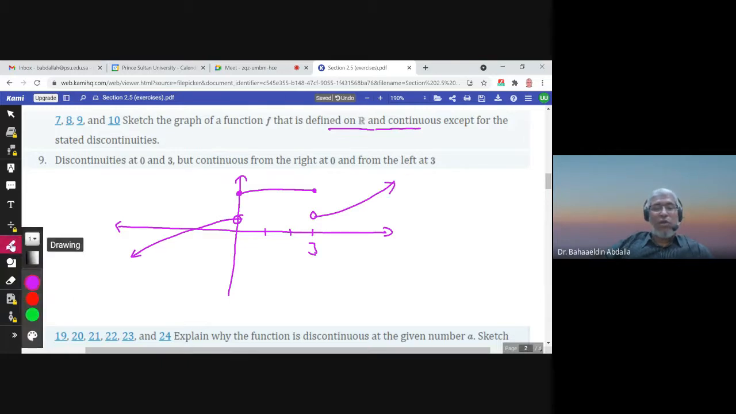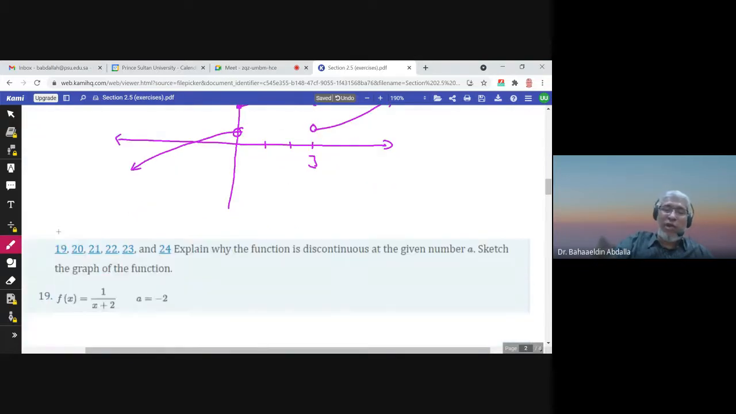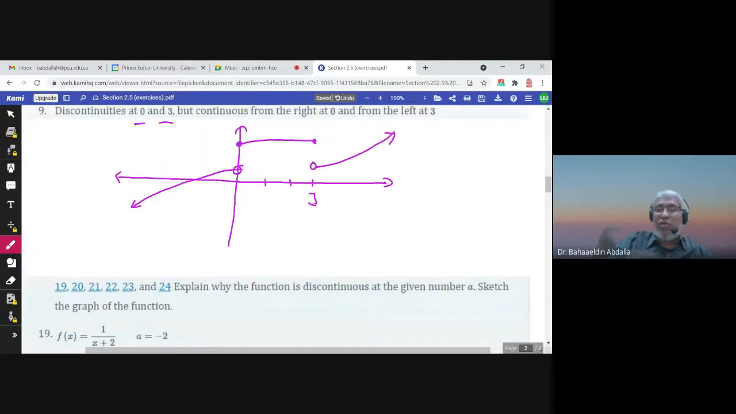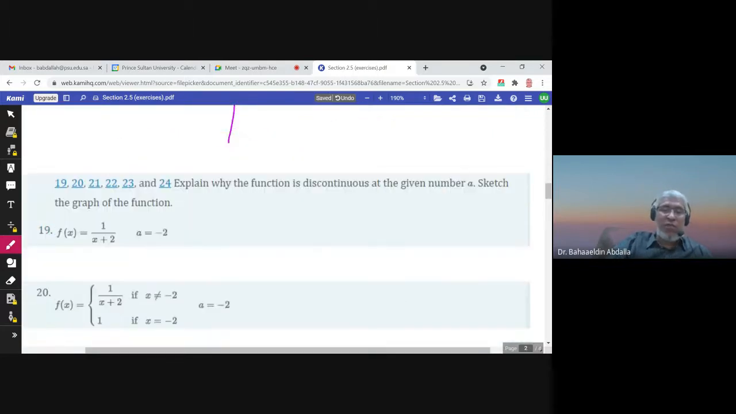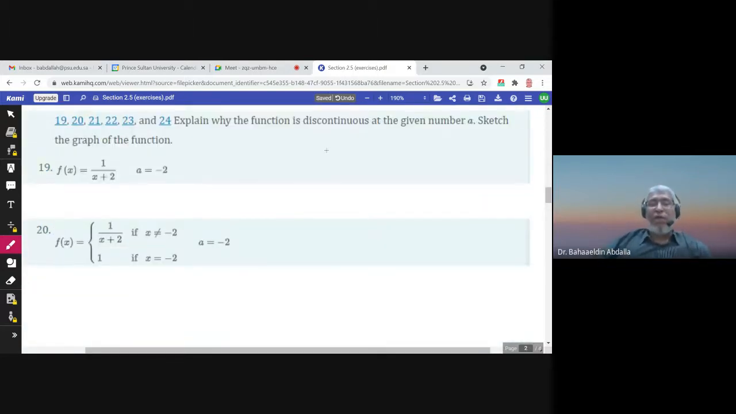So let us look at this function. Does it satisfy the conditions? The function is not continuous at 0 and 3. Is it continuous from the right at 0? Yes, from the right it's continuous. And it's continuous from the left at 3. So that's it. This graph satisfies all the conditions. Of course, you can think of another graph whose domain is R, but that satisfies these conditions.